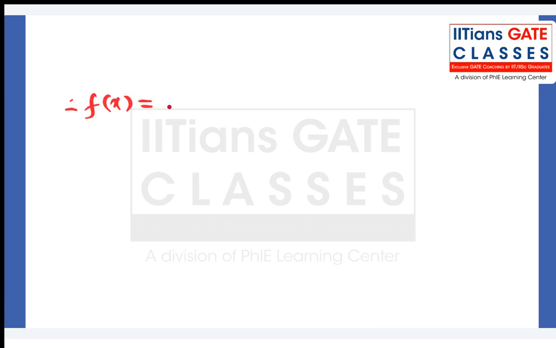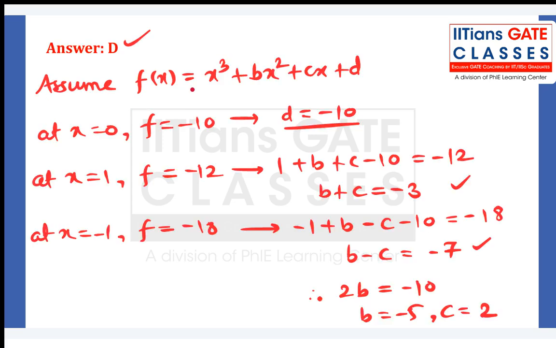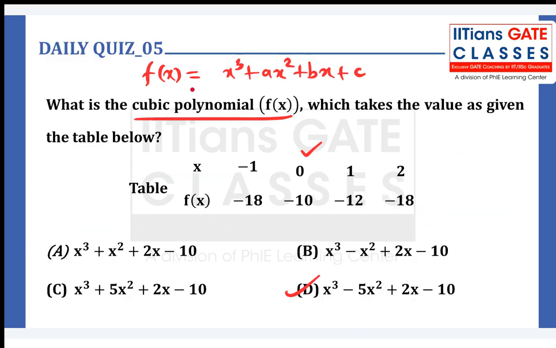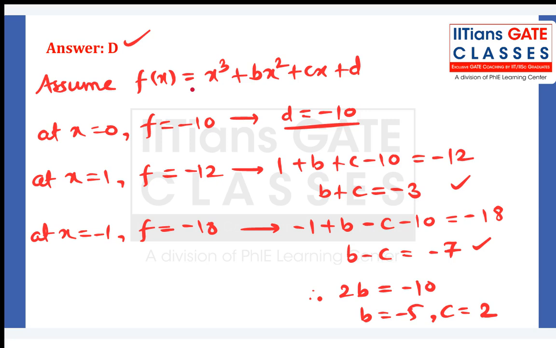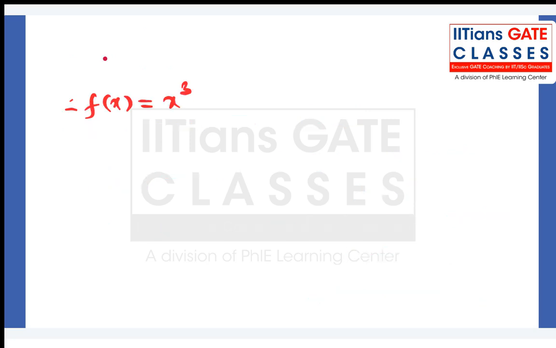Because otherwise, what students will typically do is start with 4 unknowns, take 4 points and solve it. But if you just have a look at the options, the coefficient of the x cube term is all 1, so no need to take 4 unknowns. Just take 3 unknowns and finish it faster. So this will be minus 5x square plus 2x minus 10. Okay, so this is how you are supposed to smartly and quickly do this kind of thing.